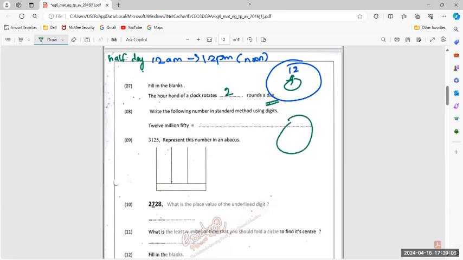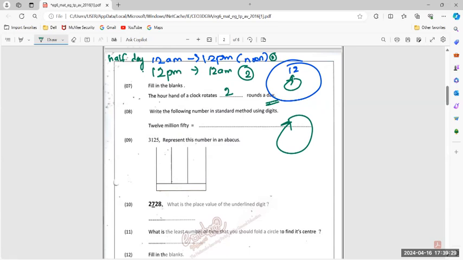If it rotates 1 round, it is from 12 a.m. to 12 p.m. Again from 12 p.m. to 12 a.m. is another round. This is one round, this is the second round. So the hour hand of a clock rotates 2 rounds a day.